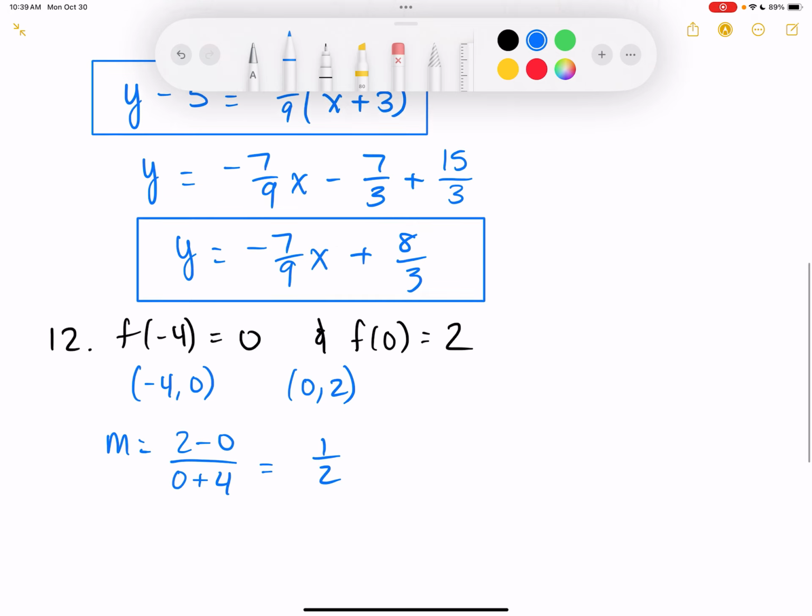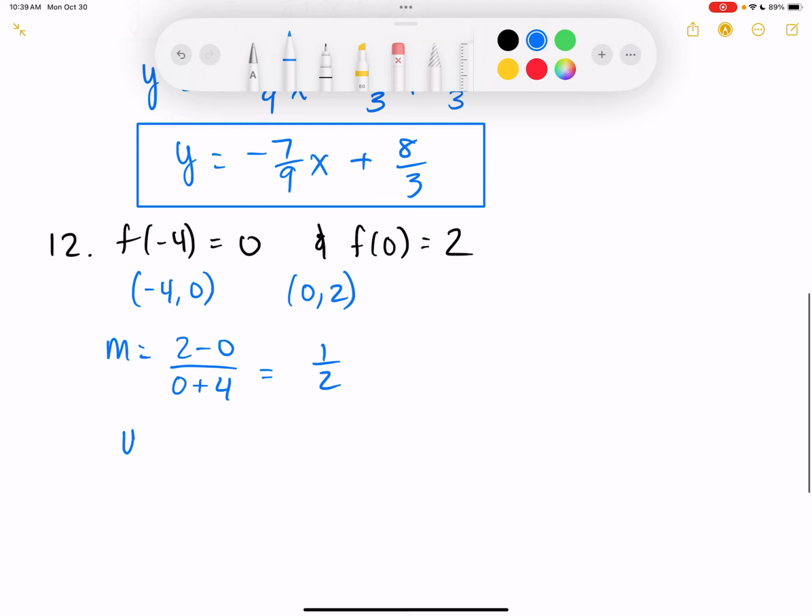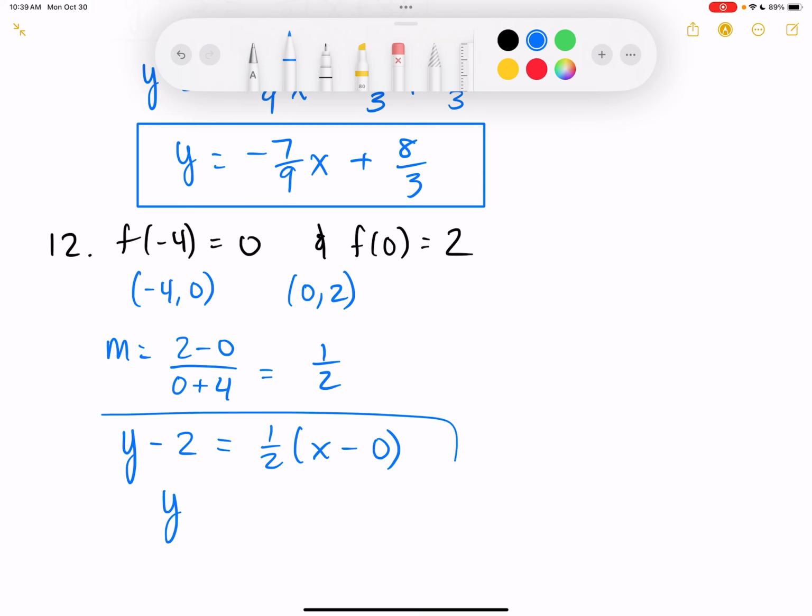Which point are we using in point slope? 0, 2. All right, y minus 2 is equal to 1/2 times x minus 0. I wouldn't leave the 0 in there, but you can leave it there. Or y equals 1/2 x plus 2.